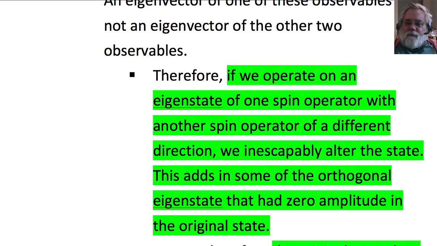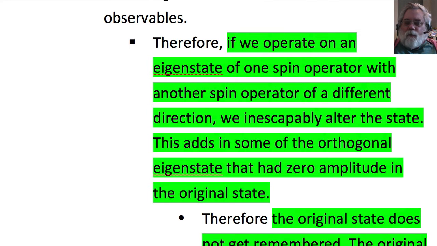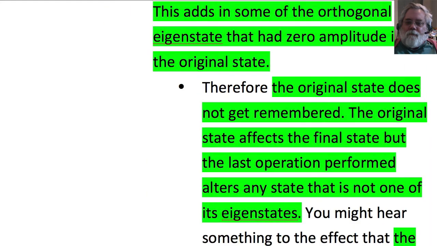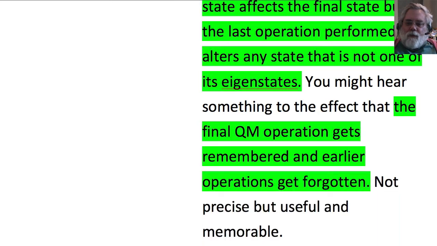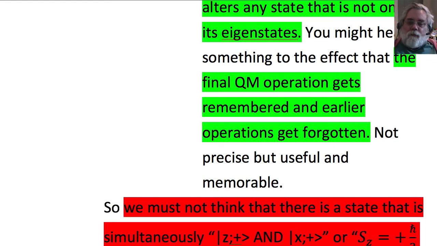And this inescapably means that we add in some of the orthogonal eigenstate that had zero amplitude in the original state. Therefore, the original state does not get remembered. The original state affects the final state, but the last operation performed alters any state that is not one of its eigenstates. Now, you might hear something to the effect that the final quantum mechanical operation gets remembered and earlier operations get forgotten. That's not really precise, but it is memorable and it is useful.